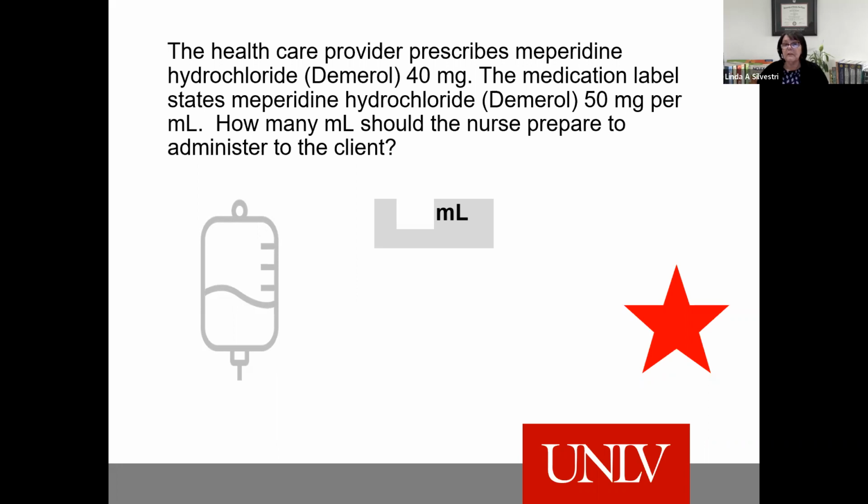You can type in on NCLEX 0.8. You don't have to type ml because whatever the unit of measure is, it is always going to be there for you. You only have to type the number. You can type 0.8 and you would be correct on NCLEX. They will accept either as long as you have that decimal point there, because if you typed in 8, it would clearly be incorrect.